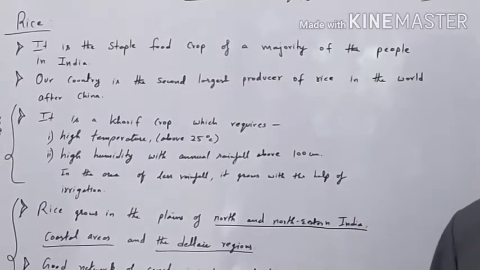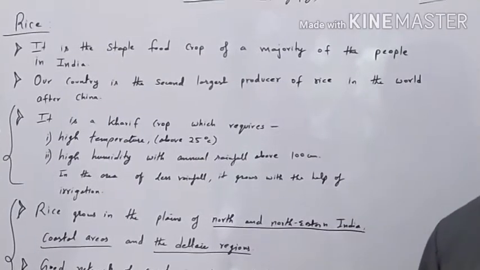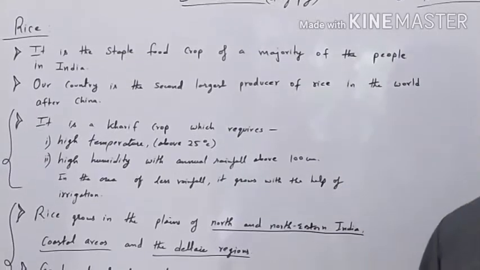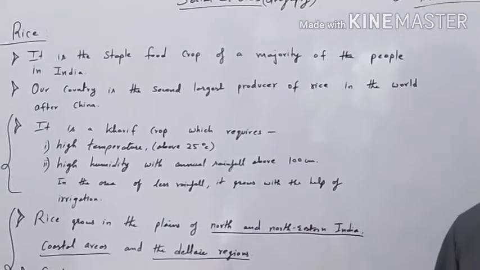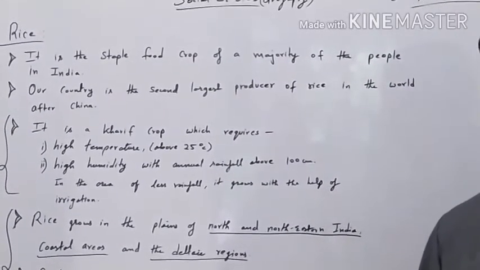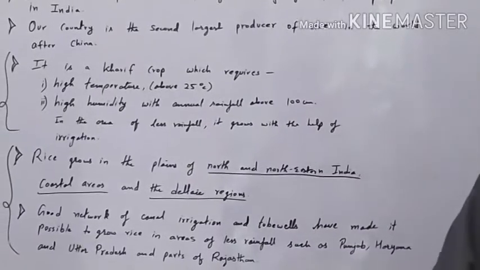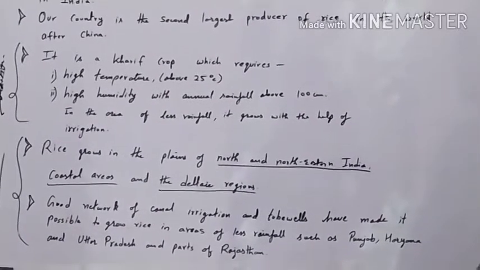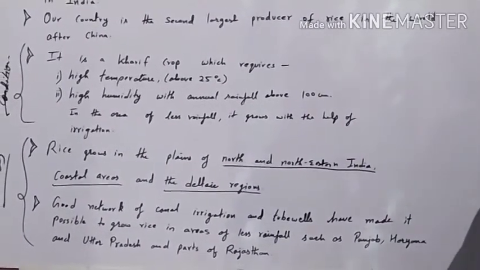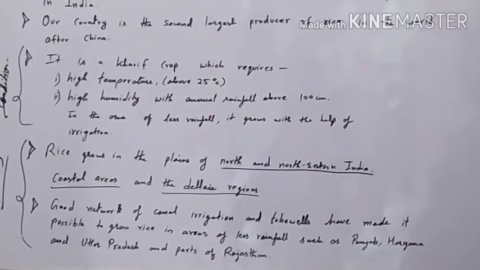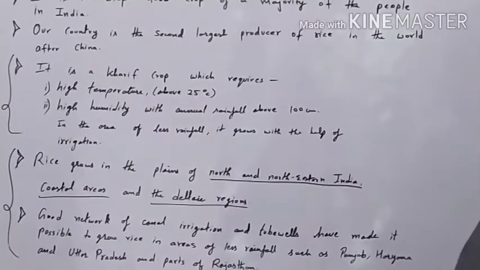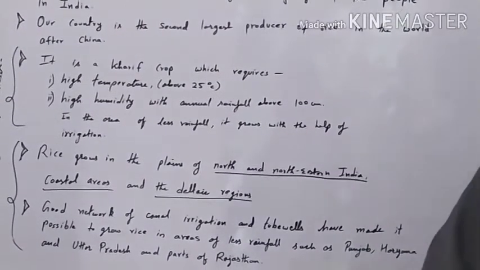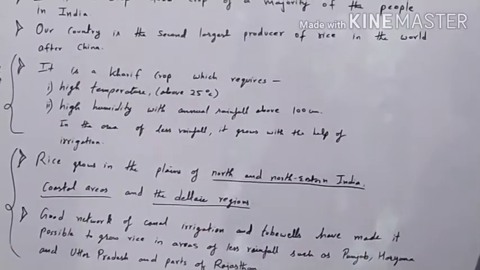Now we know that northern plains are covered with alluvial soil which is very rich and fertile, and northern plains are well drained by water, so the water availability is also there and the climate is also good for the crops. Besides the north and northeastern part of India, rice is also grown in the coastal areas and the deltaic region. Wherever the soil is suitable for growing rice, those places have been utilized for growing rice. Now it also depends upon the cultivation practice of the local areas.